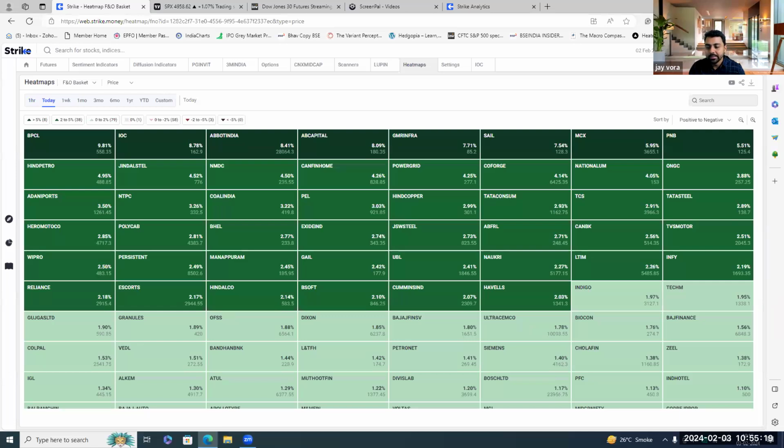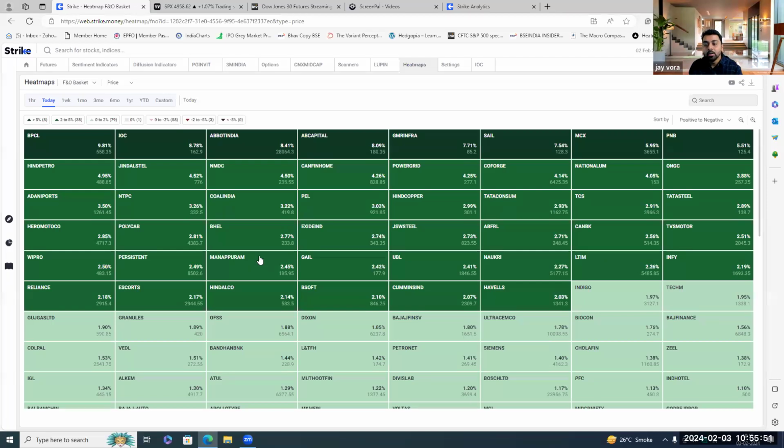So the way it works is, right now we are at 11 o'clock. When you click 1 hour, everything is rolling over here. When you click on 1 week, 1 month, and so on, it takes rolling returns.